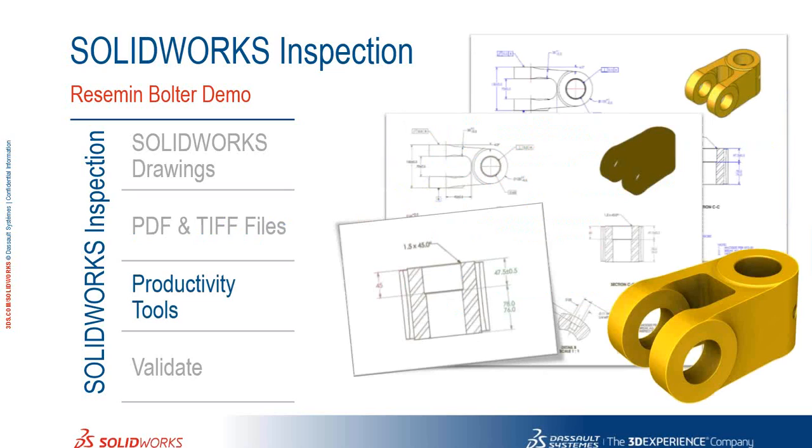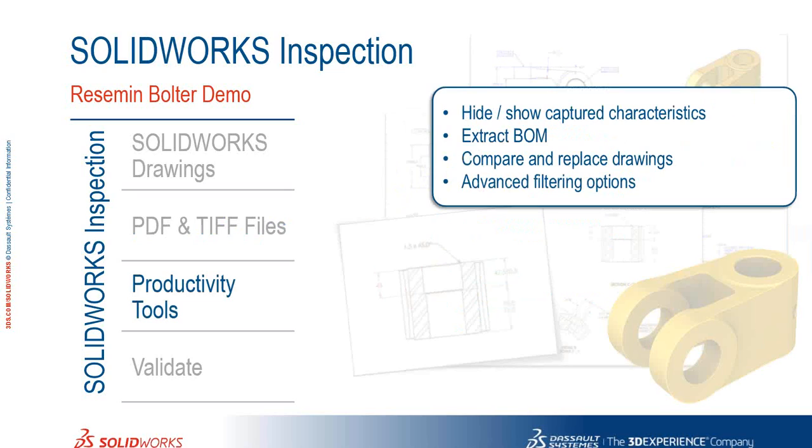Let's go and see some of the productivity tools that we have. I'll show you hide and show capture that I've recently shown. If you have some BOM that you want to relate with this particular inspection document, that also can be done. So if you have created some BOM in Excel, that can also be linked with this. Again, you can compare and replace drawing in case there are some revisions and some changes. So you can just replace the drawing. You can see what changes have happened, and that also I'll show. And we'll see some advanced filtering option.